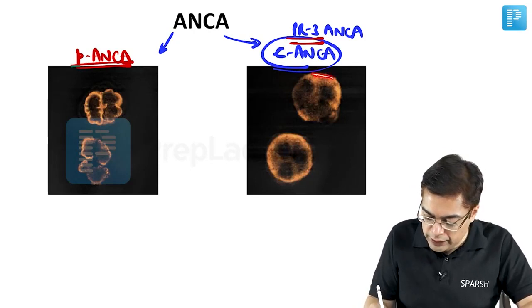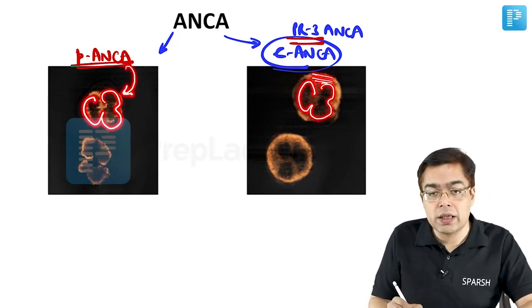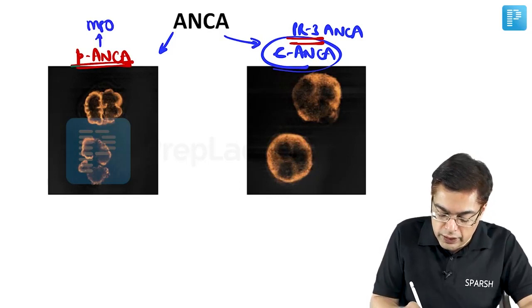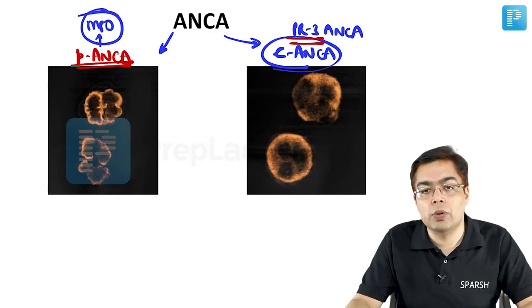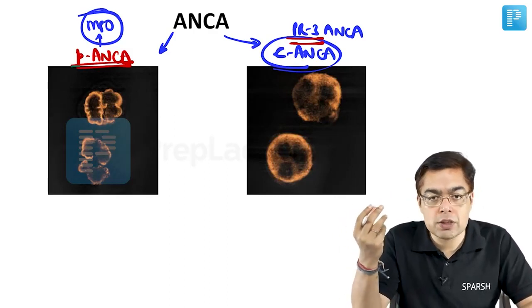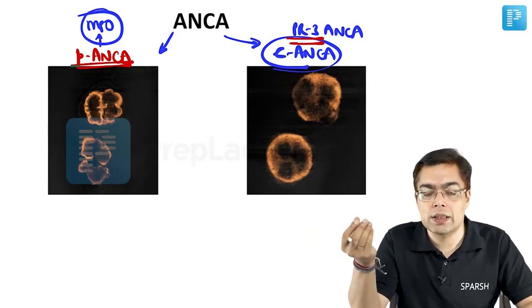So this is the cytoplasmic staining, this is the nuclear area. If there is a perinuclear staining, that's the picture that you get. So P for perinuclear staining, and what you need to understand is that there is going to be the formation of antibodies against the antigen myeloperoxidase. Different conditions are going to have different subtypes of ANCAs present in them, which can at times serve as a hint for you to answer a question.